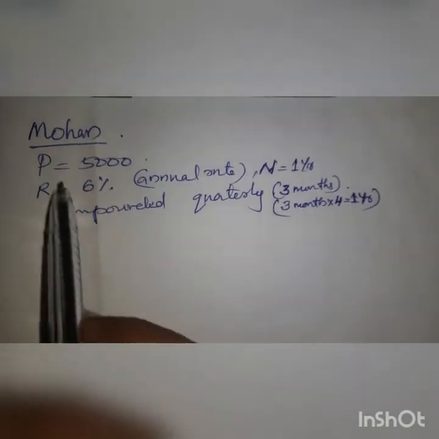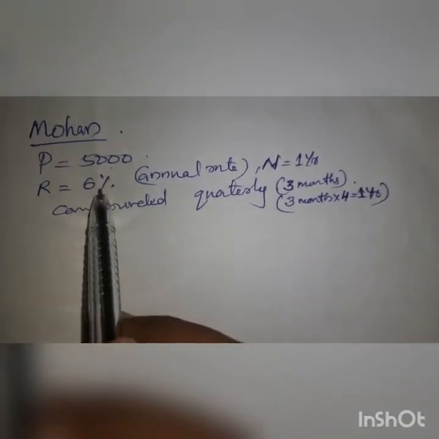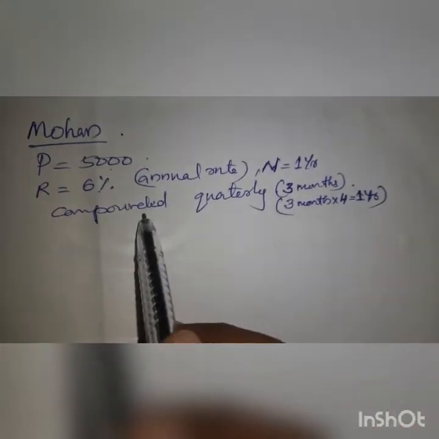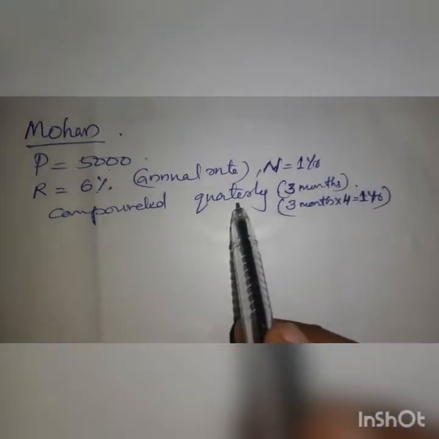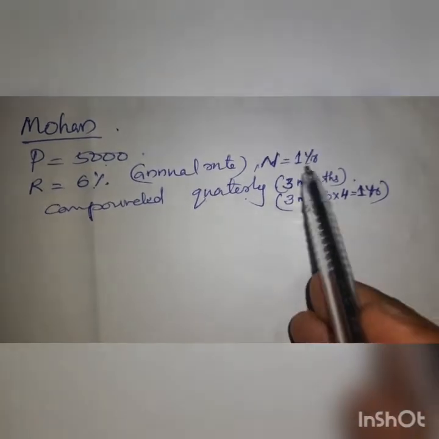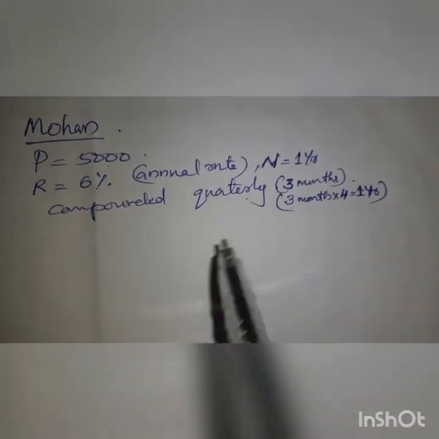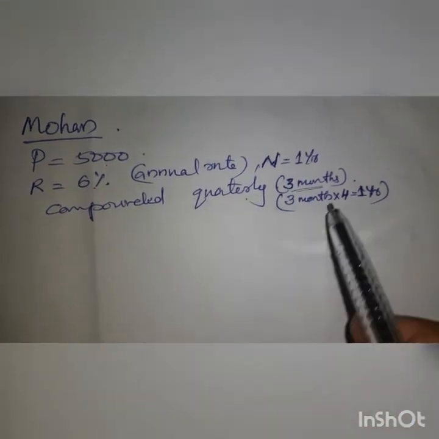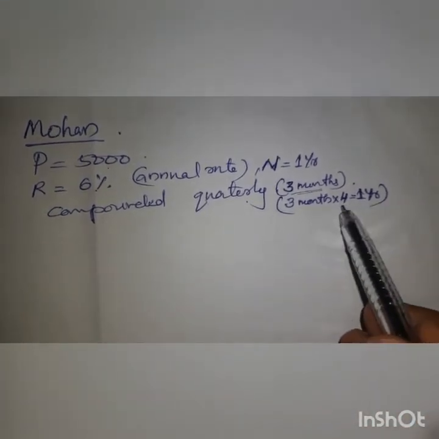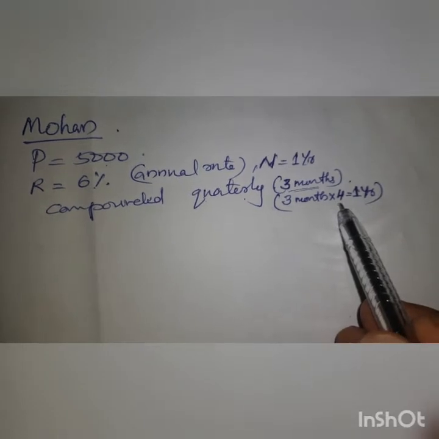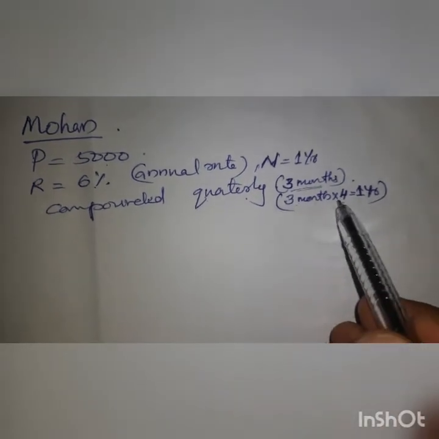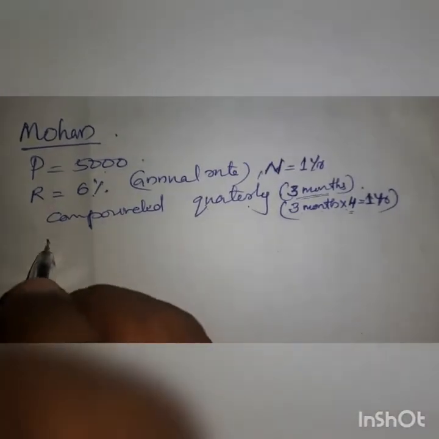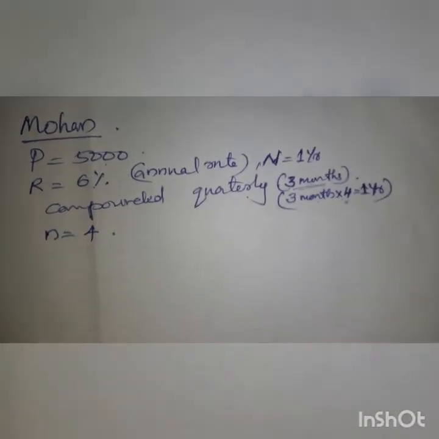So about Mohan, the principal amount is the same, the rate of interest is also the same, but there is a change here. The bank is calculating the interest quarterly, and the time is also 1 year. Quarterly means every 3 months the interest is calculated. So in 1 year, how many times will it calculate? 4 times. So 3 months into 4 times is 1 year, that is 12 months. So here n is equal to 4.